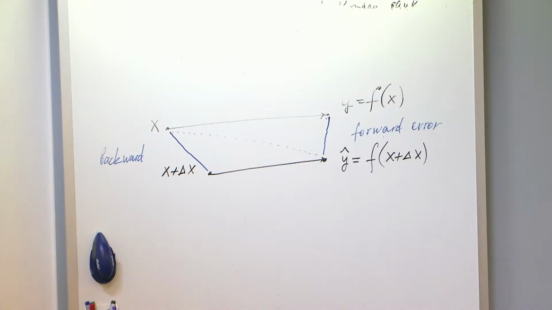Okay. Like mixed forward backward error? Because actually what's written there isn't exactly forward error, right? Because forward error should be y hat equals f of x plus something. Oh, right.